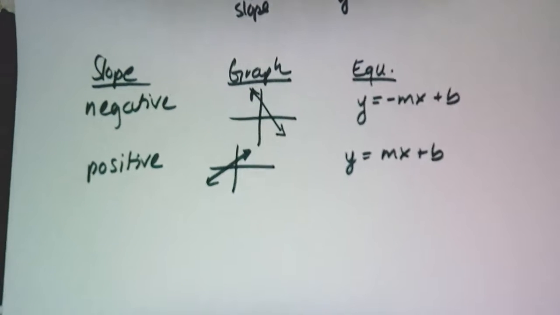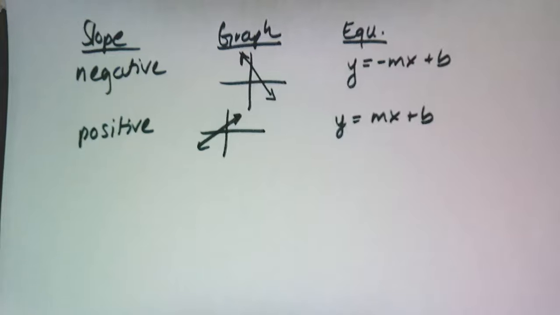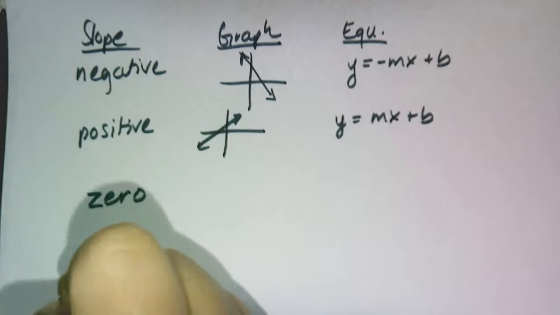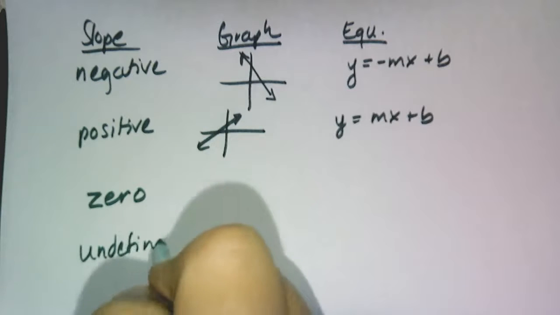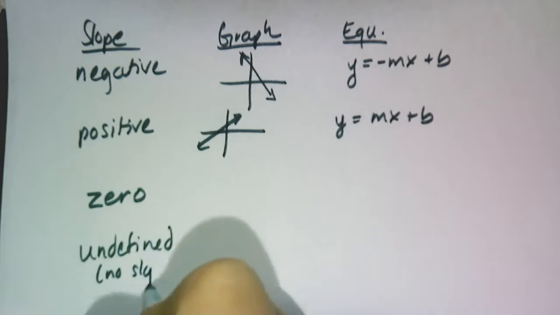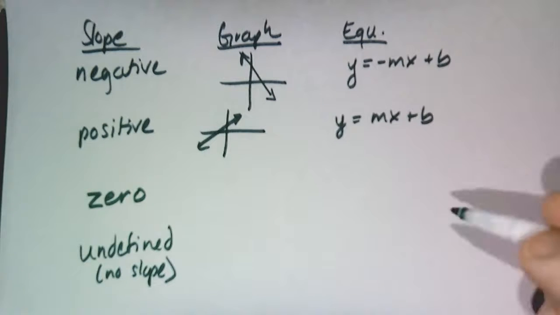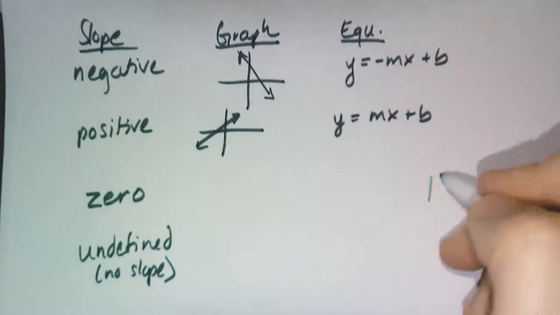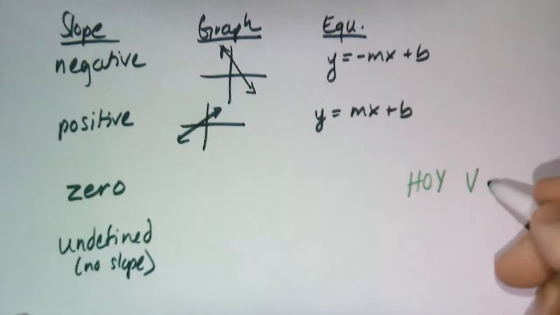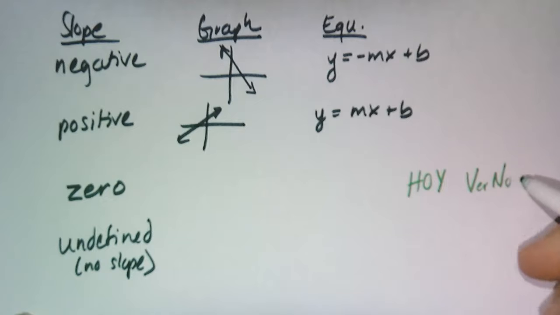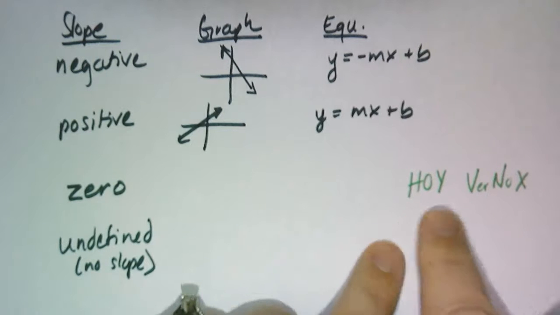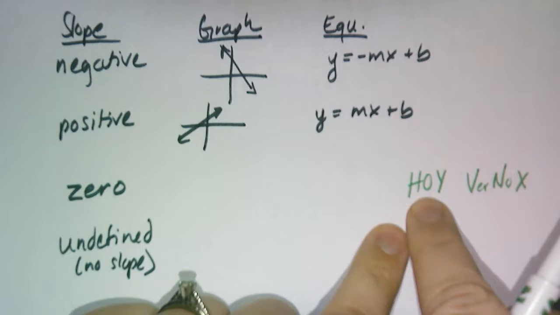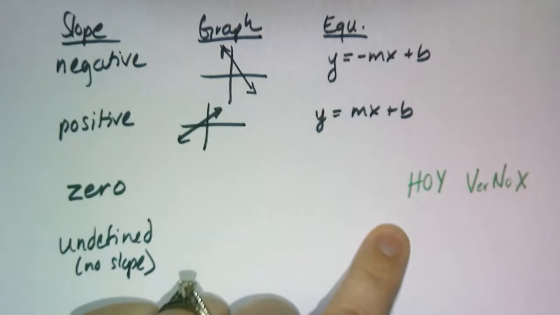But these are the 2 that always seem to confuse students, and I want to make sure you know how to do it. The difference between 0 and undefined, or I'm going to put no slope for a reason. So do you remember Miss Davis did this whole thing called Hoy-Vernox? Yeah. Okay, so I want to just explain what Hoy-Vernox is. If you are horizontal, you have a 0 slope, your graph is y equals.